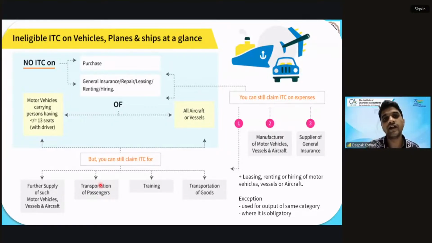So a Lamborghini definitely will not get the credit. And other small cars also, when you buy, you will not get the credit unless you're buying it and selling it. So further supply of such motor vehicle, if you're into that business, you can claim it. Second, transportation of passengers. You're using that vehicle for transportation of passengers, for training purposes, or for transportation of goods. Then you can claim the credit.